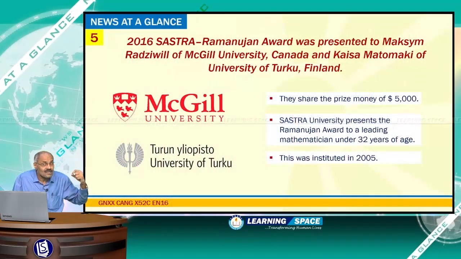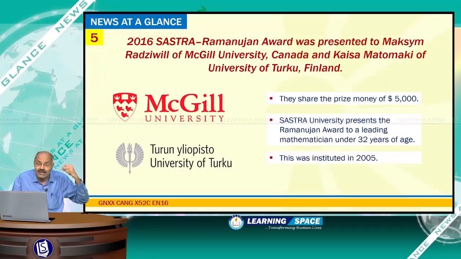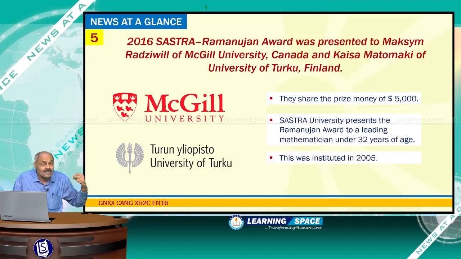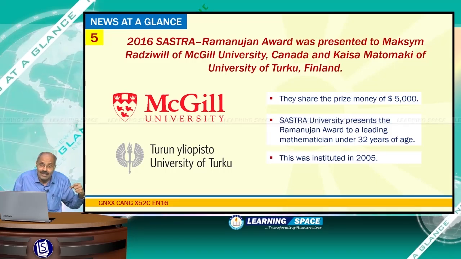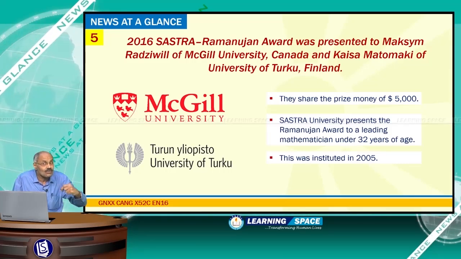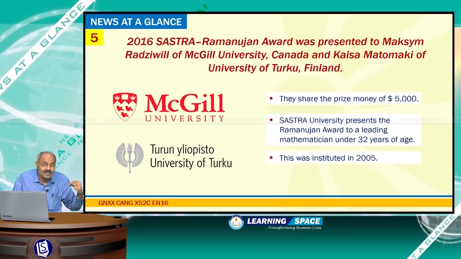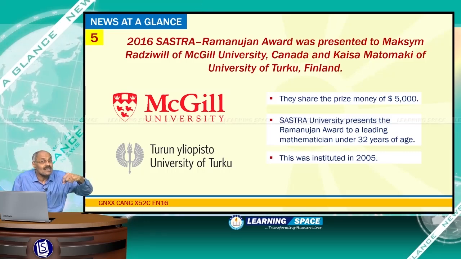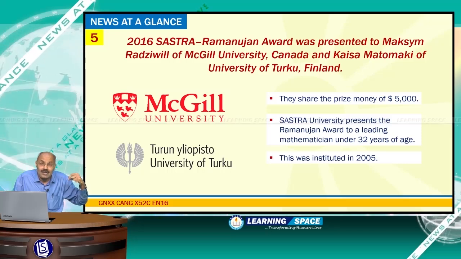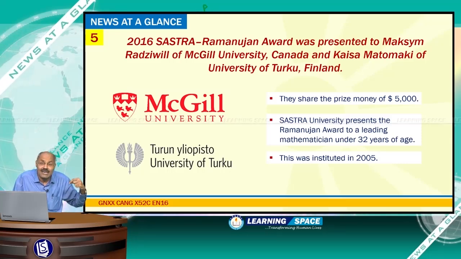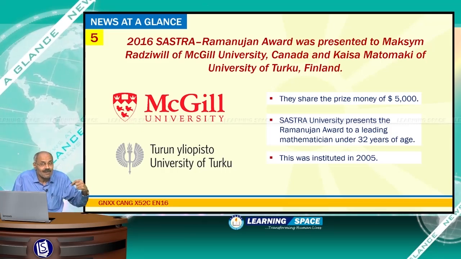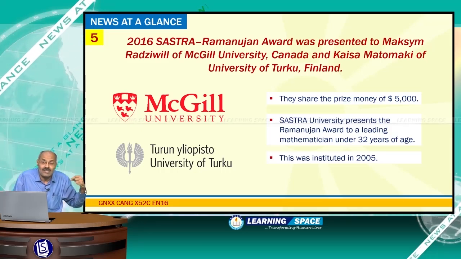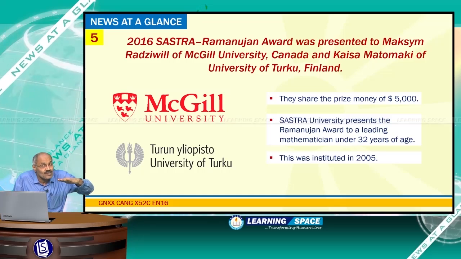And in addition to this, I would like to share further information that we celebrate December 22 as National Mathematics Day, to coincide with the birth anniversary of Srinivasa Ramanujan, the mathematical genius who lived for just 32 years. That's why this prize is awarded to a leading mathematician under 32 years of age.